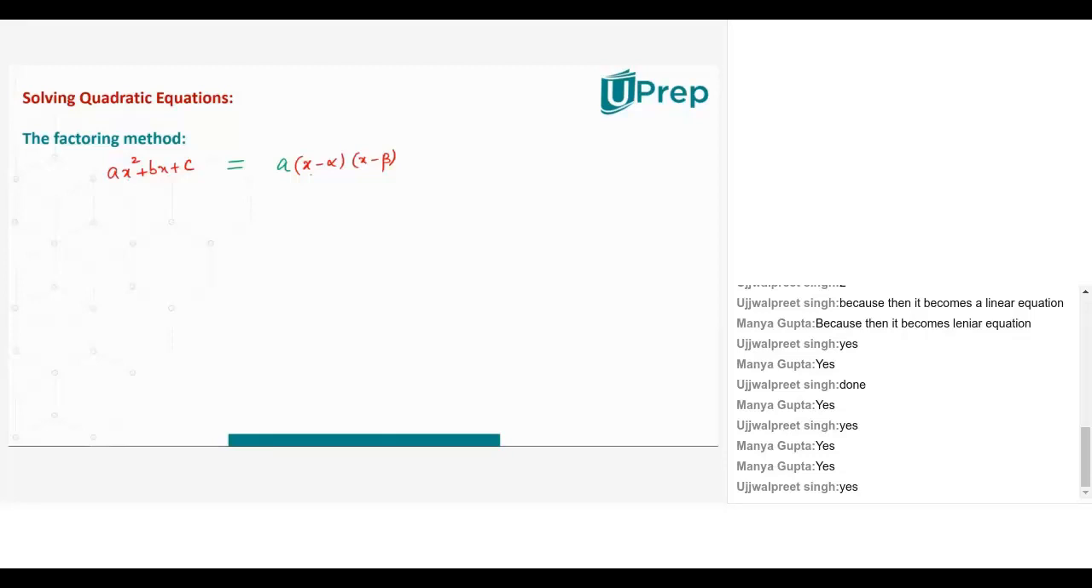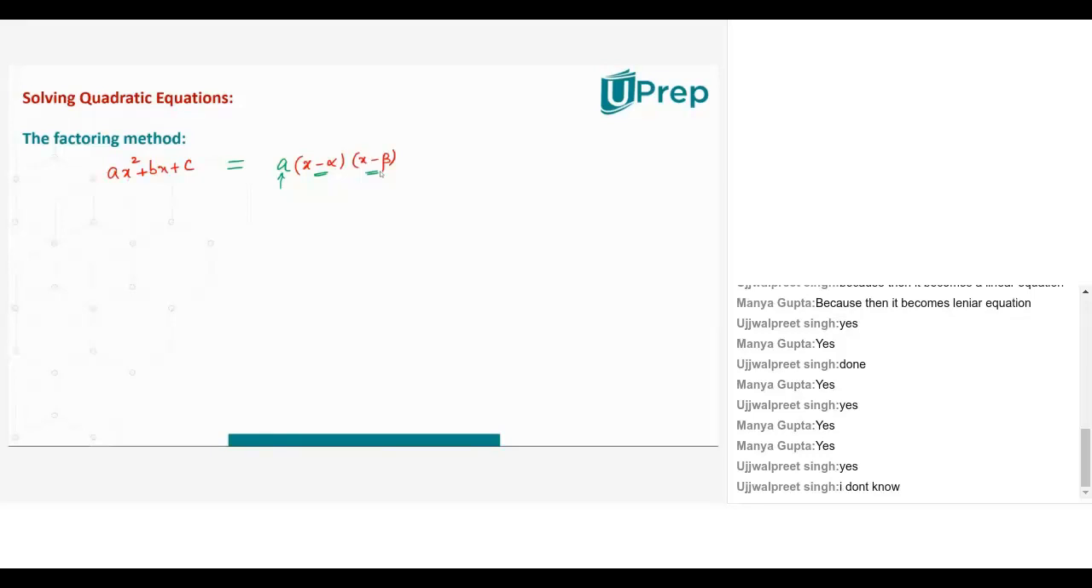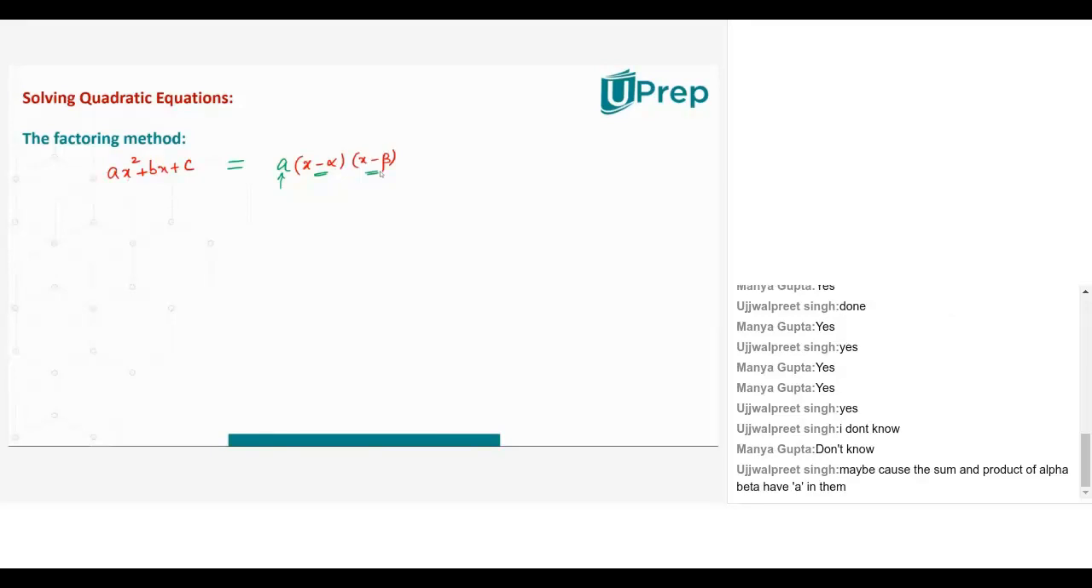Remember, a is only a constant. It doesn't have any x in it. So it's not a third factor. There are only two linear factors. One is x minus alpha and the other one is x minus beta. These are the only two linear factors. My question is, why did I bring in this a here? Instead of saying this quadratic equation should have two linear factors, x minus alpha and x minus beta, why did I mention that a there? Could anybody identify? Maybe the sum and product of alpha beta have an a in them.